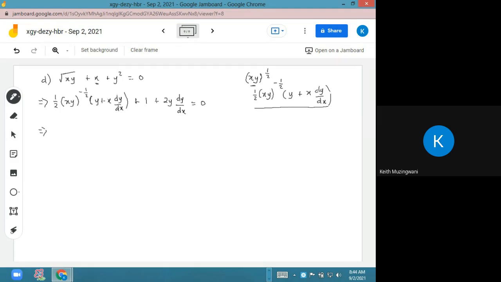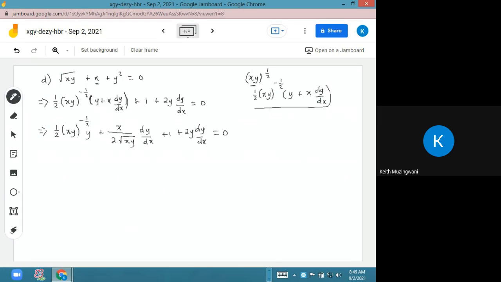Before we factor out dy dx, we first expand because of this bracket here. So first expand, so we'll have half xy to the power negative half y plus x over 2 root xy dy dx, and then plus 1 plus 2y dy dx is equal to 0.